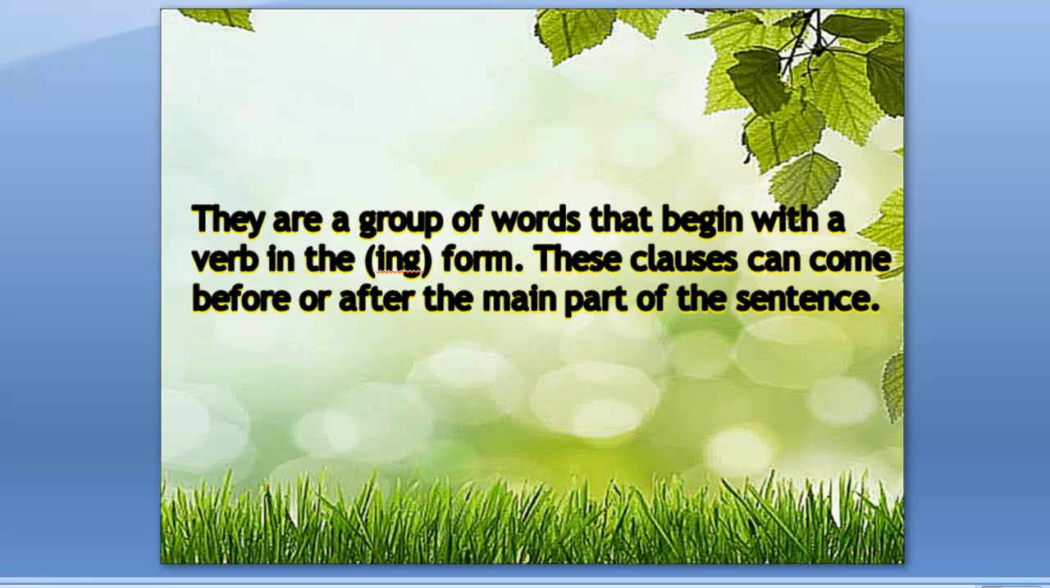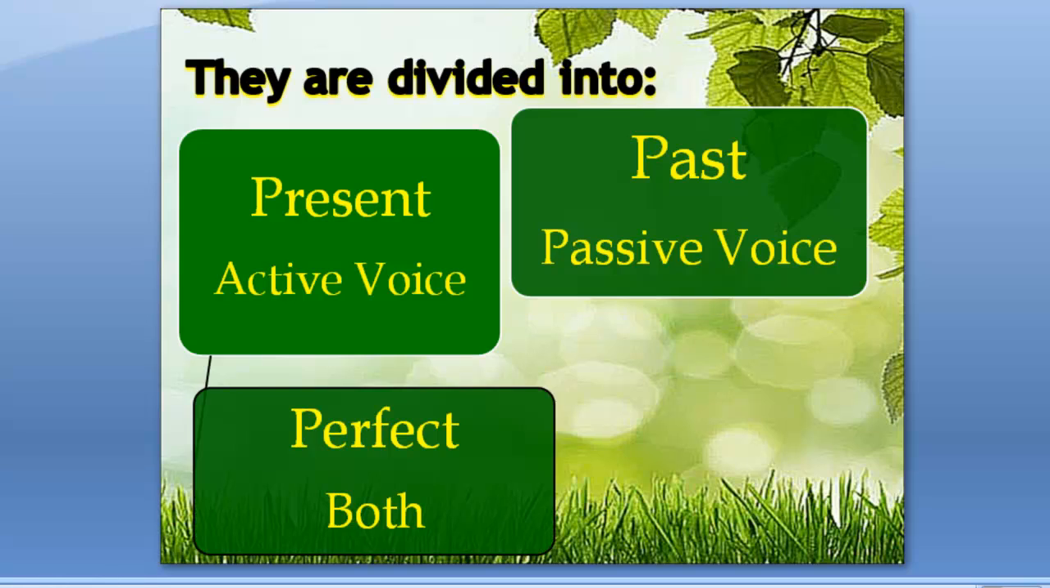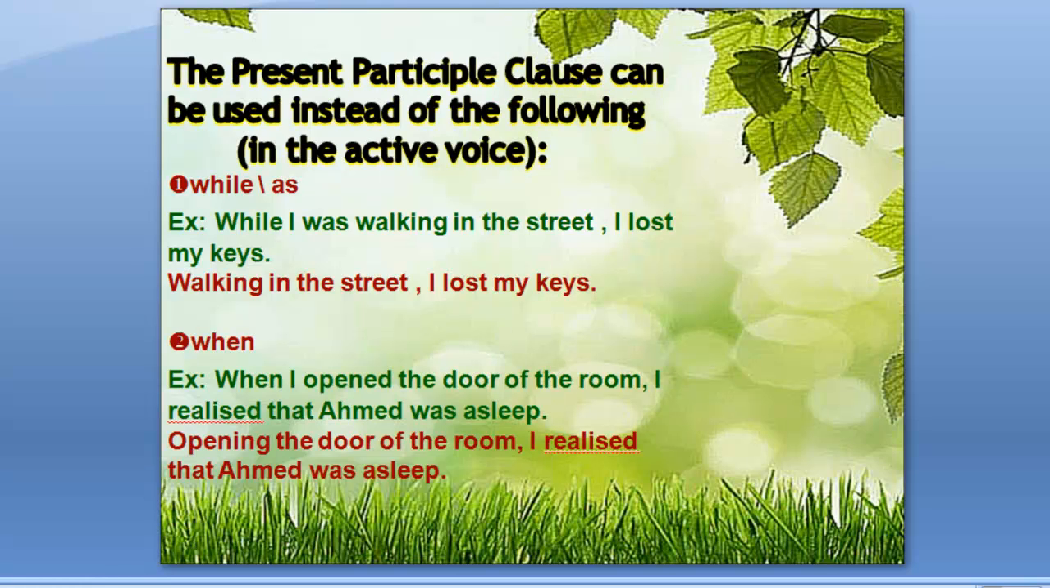Participle clauses. They are a group of words that begin with a verb in the ing form. These clauses can come before or after the main part of the sentence. They are divided into present, only in the active voice; past, only in the passive voice; and perfect, in both of them. In the present participle clause, we use verb plus ing. It can be used instead of the following, only in the active voice.